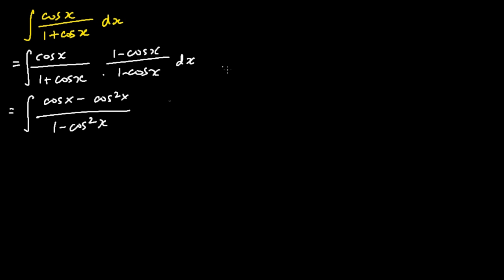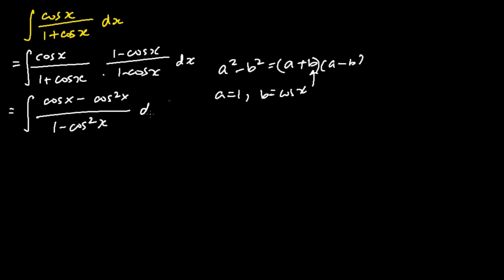The reason is because we are applying the algebra technique that a squared minus b squared is equal to a plus b times a minus b, where for this case my a is equal to 1 and my b is equal to cosine x. So I apply this algebra technique to move on to this step.